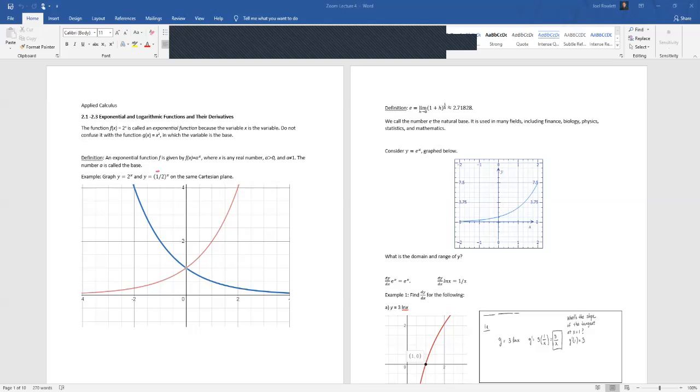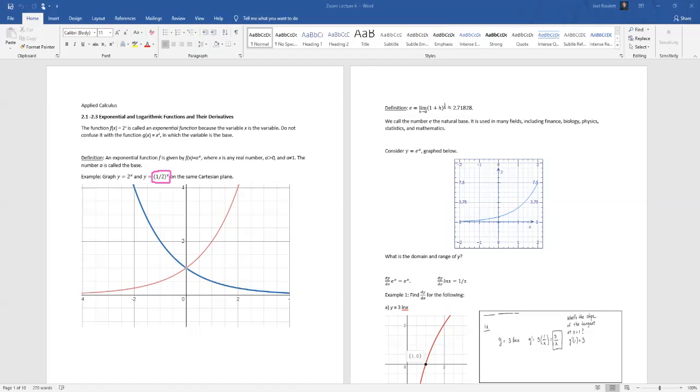What about y is equal to 1/2 to the power of x? Well, if we go back for a moment and look at 2 to the power of x, notice that the base is bigger than 1, and that caused us to have an increasing function. So if the base is larger than 1, you have an increasing function. And if you have a base that is less than 1 and greater than 0, that is going to give you a decreasing function. So 1/2 to the power of x gives us a decreasing function.